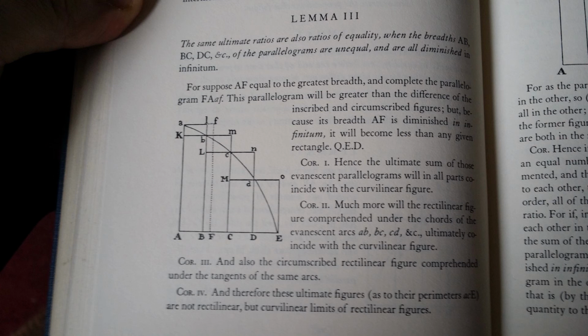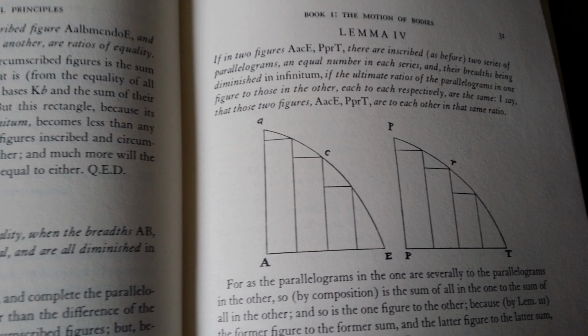Lemma 4. We will have another new diagram. If in two figures, A, AC, E, and P, PR, T, there are inscribed, as before, two series of parallelograms, an equal number in each series, and their breadths being diminished in infinitum, if the ultimate ratios of the parallelograms in one figure to those in the other, each to each respectively, are the same, I say that those two figures are to each other in that same ratio.